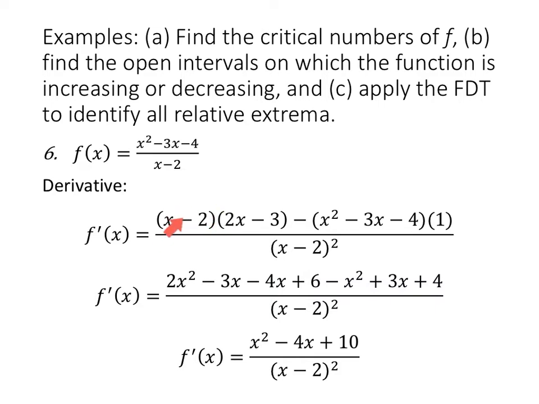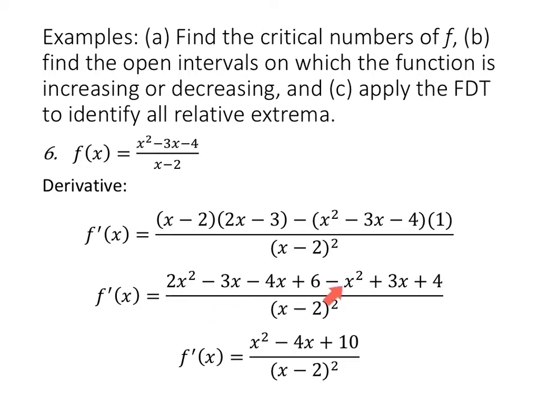If I multiply my binomials here, and I use a process called FOIL, the acronym first, outside, inside, last, 2x squared minus 3x minus 4x plus 6. And then I'll distribute my negative to everything that follows. So that's a negative x squared plus 3x plus 4. Denominator is still x minus 2 squared.